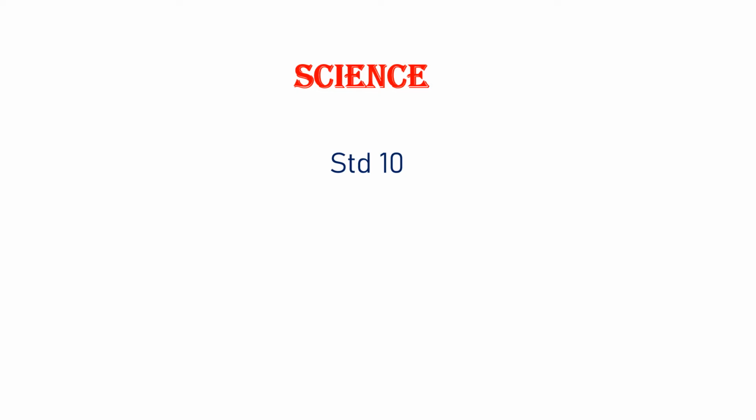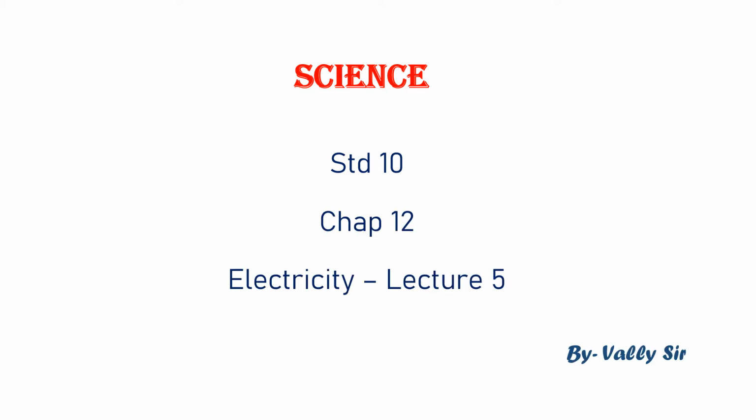The first one, Q equal to NE, then I is equal to Q upon T, V is equal to IR, R equal to rho L by A. Then we also did series and parallel connection, but the numericals of the series and parallel connection we are going to do in the next lecture. This lecture we are going to finish two more topics: heating effect of electric current and electrical power. So here we go.